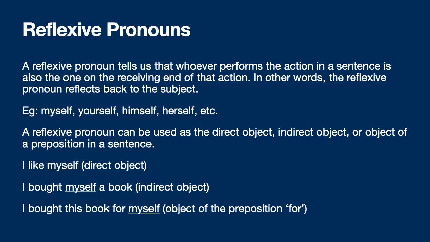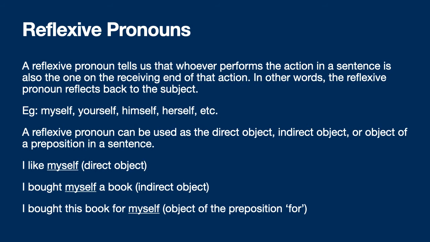Reflexive pronouns. A reflexive pronoun tells us that whoever performs the action in a sentence is also the one on the receiving end of that action. In other words, the reflexive pronoun reflects back to the subject. So the subject of the action and the object of the action is one and the same. And the reflexive pronouns are myself, yourself, himself, herself, etc. So in a sentence, when you're talking about yourself, when you're saying something that affected yourself, then you use a reflexive pronoun. Just like that with any other pronoun.